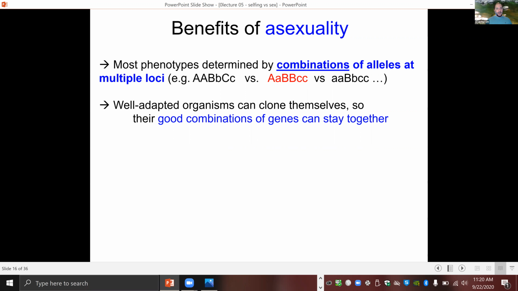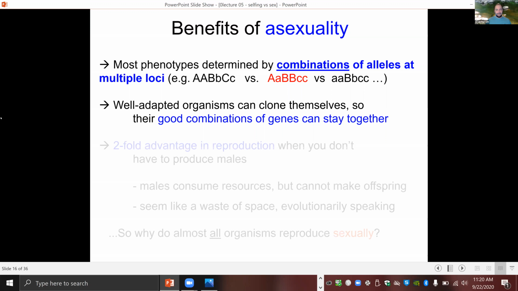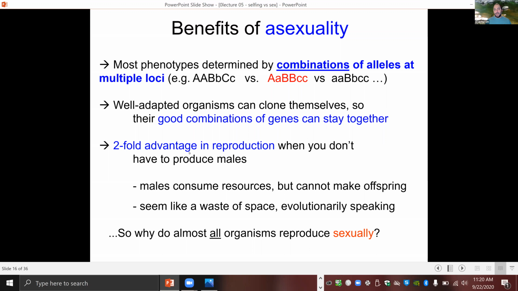Okay. So well-adapted organisms can clone themselves. So their good combinations of genes can stay together. So if they're already adapted, then you don't want to break up those allelic combinations that you have that allow you to survive in that particular environment, because you'll have a lower fitness. And you have a 2-fold advantage in reproduction. So when you don't have to produce males, you can just produce all females, and they can produce more and more and more. So you have 2-fold higher rate of reproduction with asexual reproduction versus sexual reproduction.